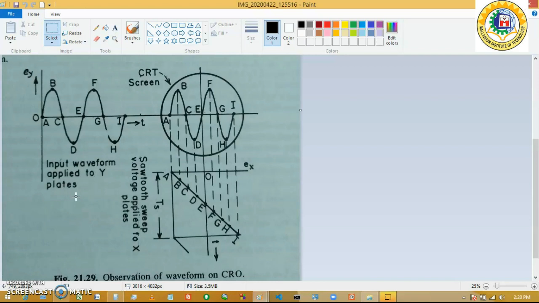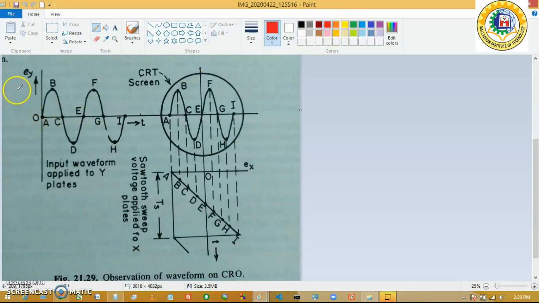So before discussing the Lissajous pattern, first of all we discuss how an unknown waveform is being reflected onto the CRO screen. Now for that purpose we will consider this figure.